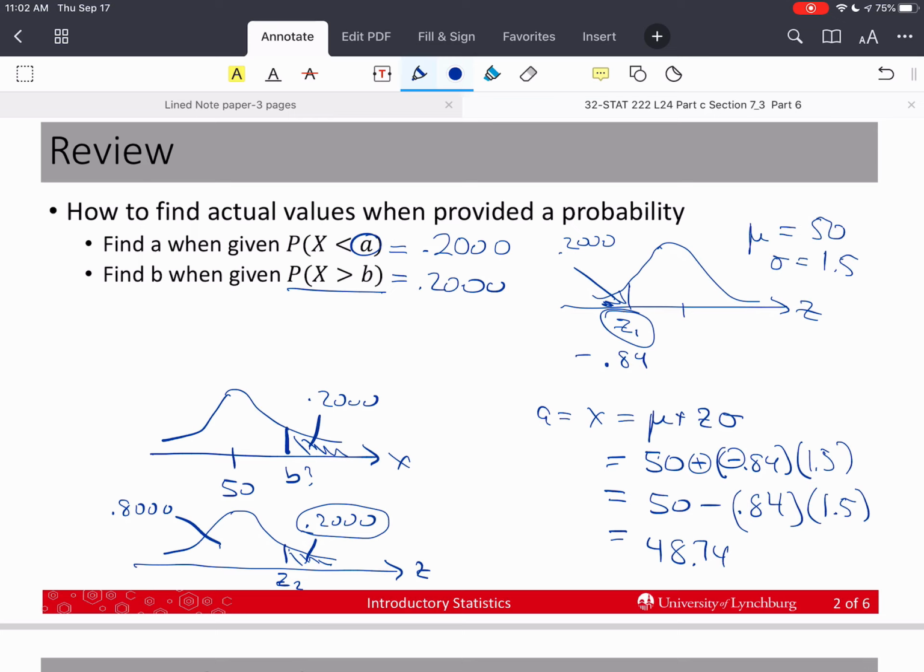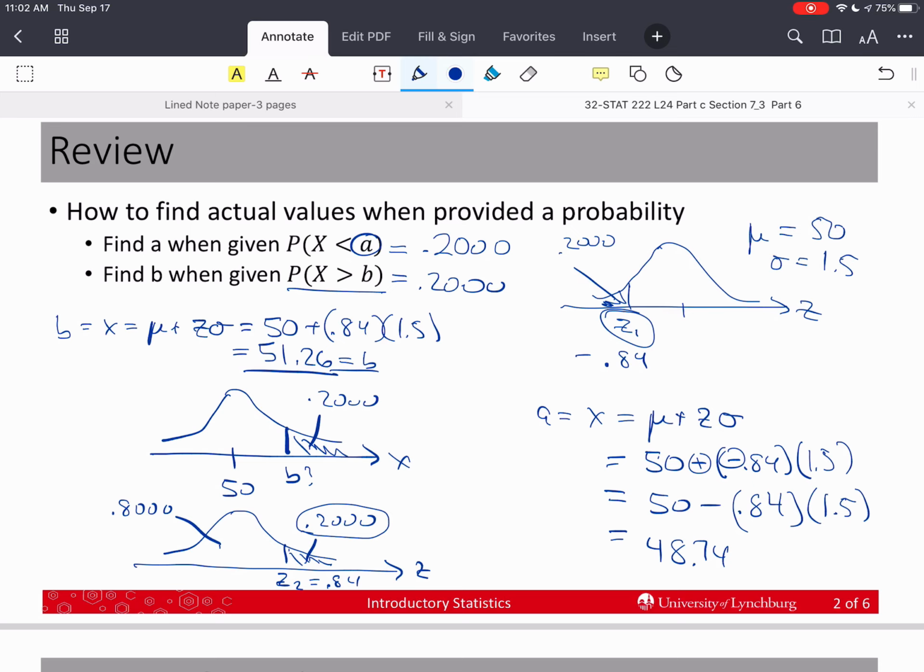So z2, let's say, is equal to positive 0.84. And so then we'd say that b is equal to x, which is mu plus z times sigma, 50 plus 0.84 times 1.5, which gives us 51.26. Okay, so this is the value of b here. All right, so that's some review.